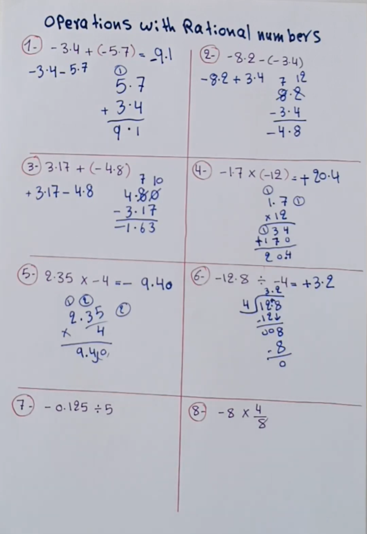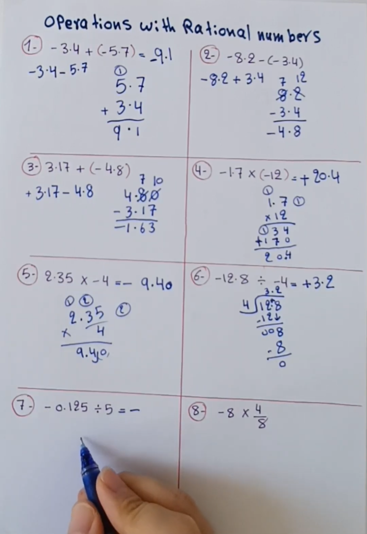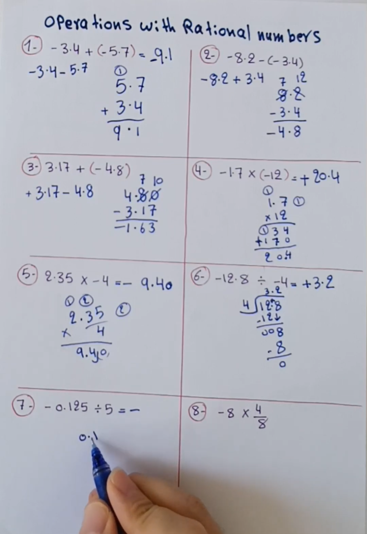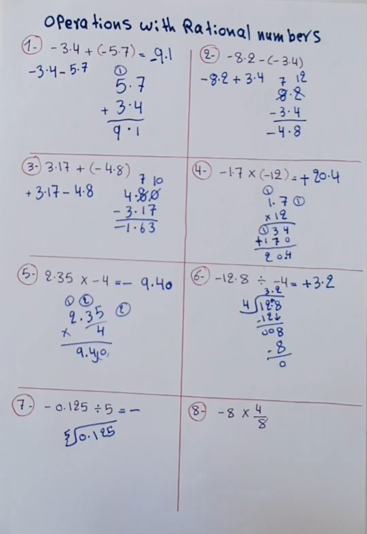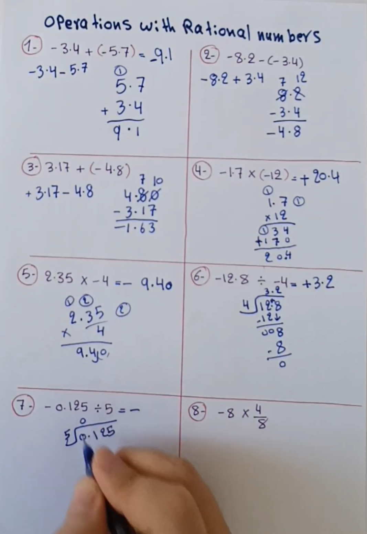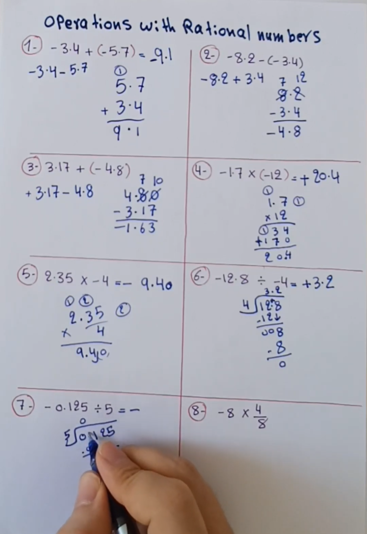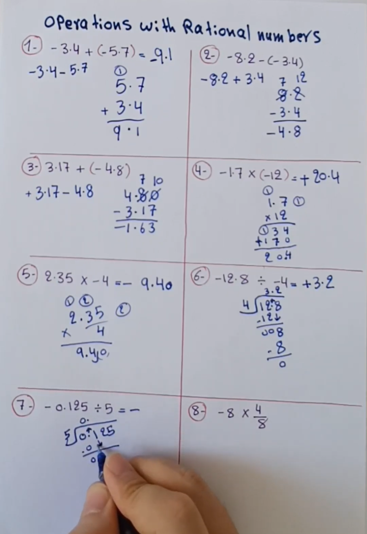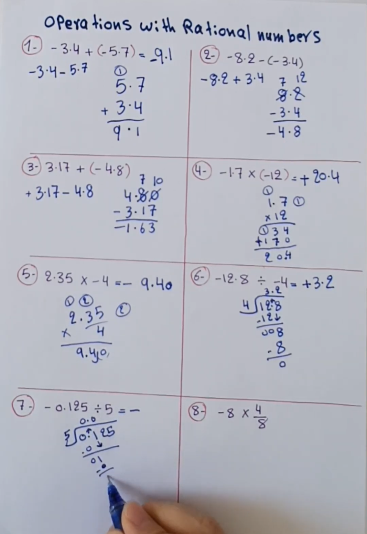Example number 7, we have negative 0.125 divided by 5. First, we multiply the signs. Minus times plus is minus. And then you have to divide the numbers. 0.125 divided by 5. 0 divided by 5 is 0. 0 times 5 is 0. And then you have to write the decimal point in the quotient, and bring down 1. 1 divided by 5 is 0. 0 times 5 is 0.